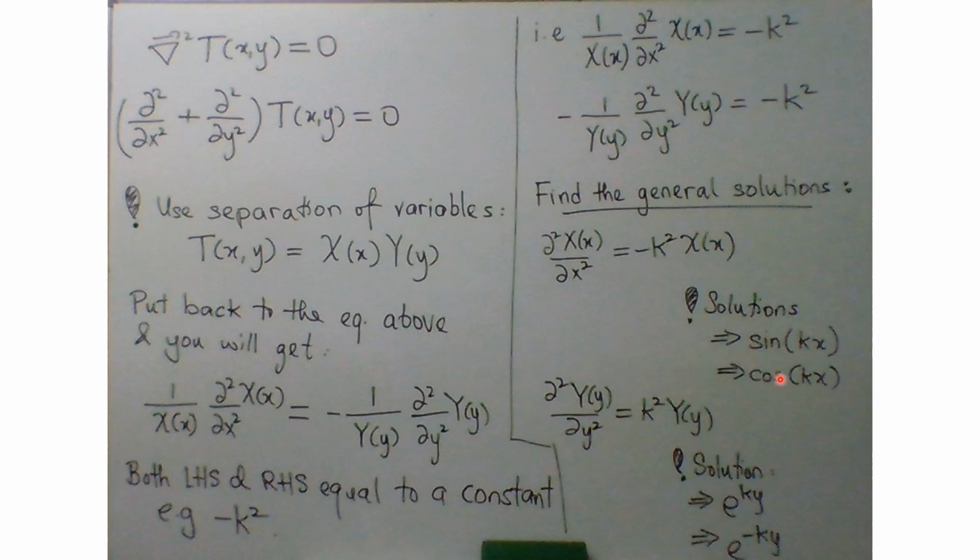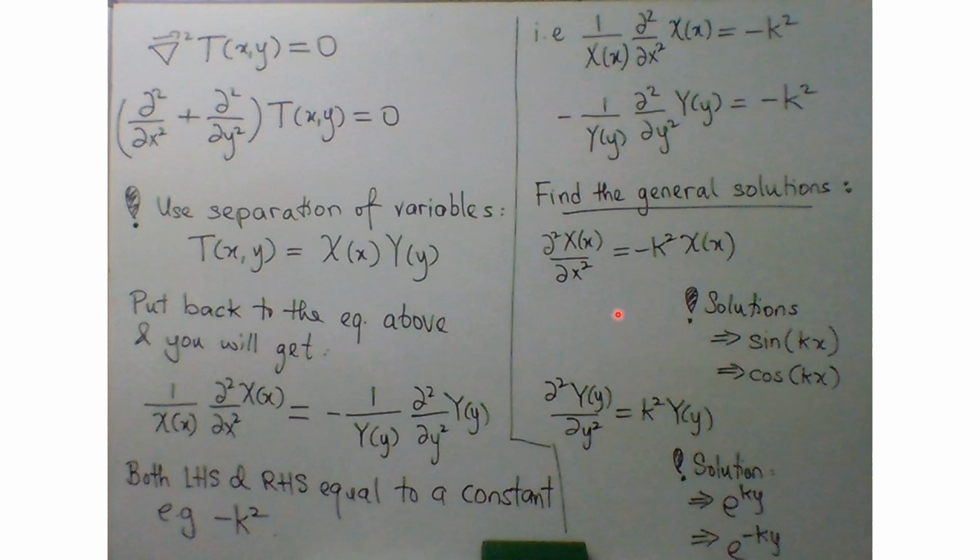If you want to satisfy yourself that this is true, simply replace, for example, sine kx into the left hand side. If you differentiate twice, you will see that this gives you negative k squared with the same function, sine kx, right? The same with cos kx.